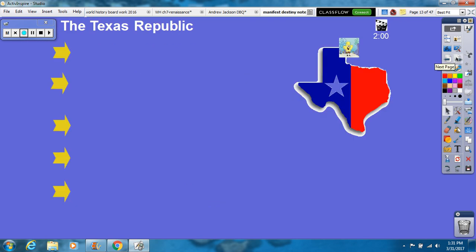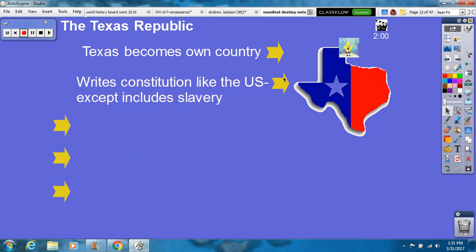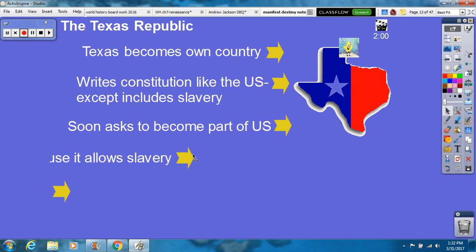So, the Texas Republic, the Lone Star State, it becomes its own country. It thought very quickly it would become part of the United States, right? It writes a constitution exactly like the United States, except they will include in their constitution to allow slavery, okay? And they asked to become part of the United States, but Andrew Jackson is like, yeah, I'd love to, but there's too much division here in America. We're not going to do it.